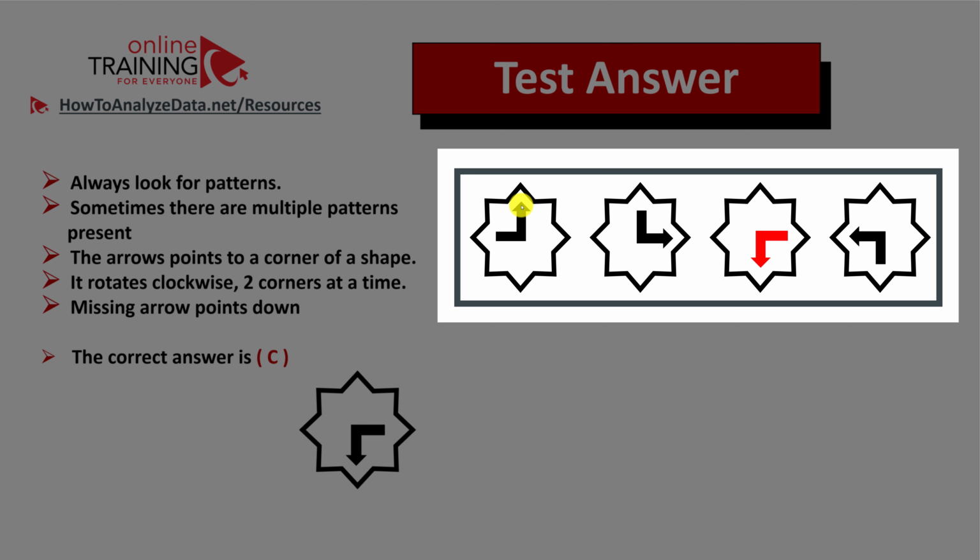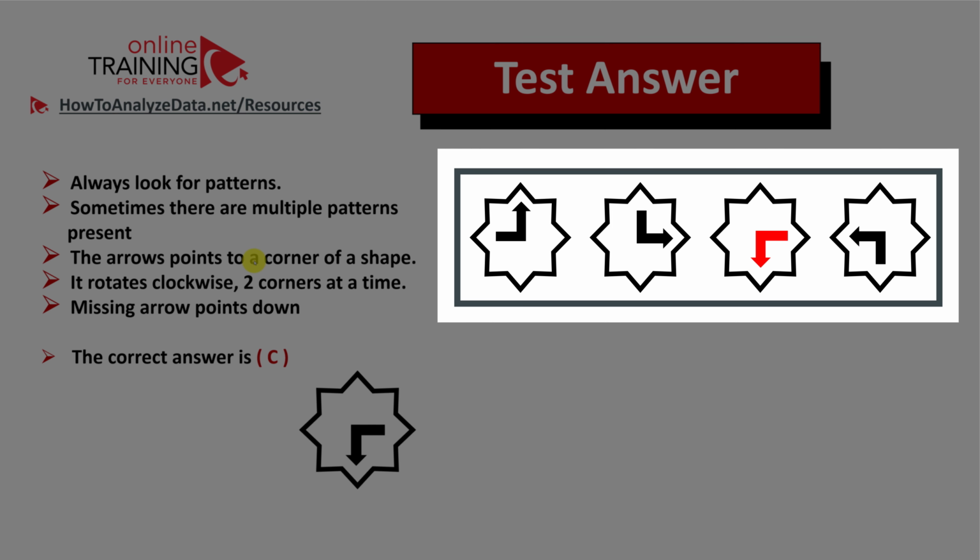The first shape, arrow points to 12 o'clock. Second shape points to 3 o'clock. You see that it clicked 2 positions between the first shape and the second shape. Then the next shape, arrow supposedly will point to 6 o'clock because the last one points to 9 o'clock.